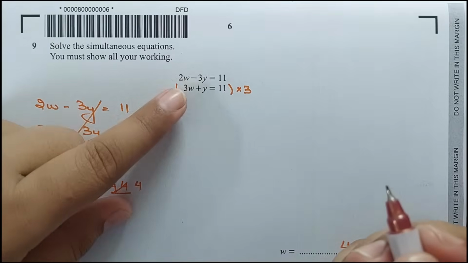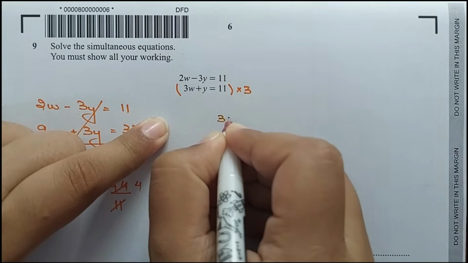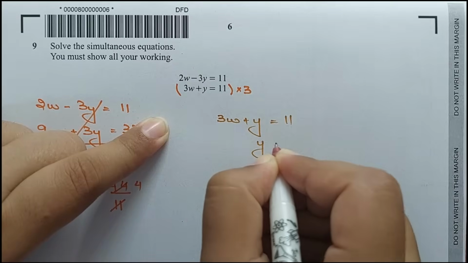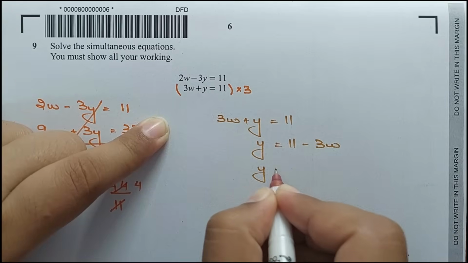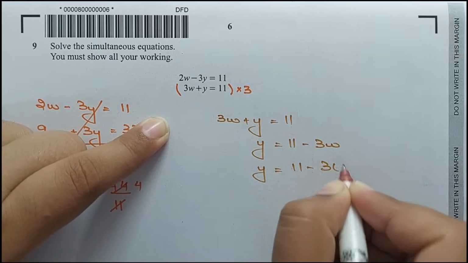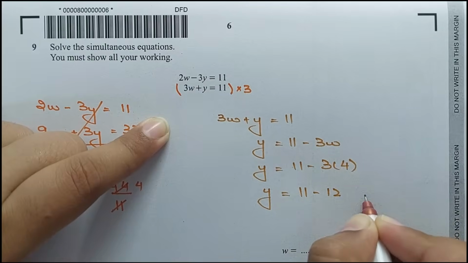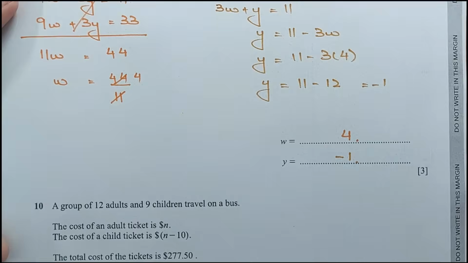Okay, now substitute the W value into your first or second equation to solve for Y. So 3 times W plus Y equals to 11. So Y is 11 minus 3W. W value is 4. So Y equals to 11 minus 3 times 4. So Y equals to 11 minus 12. So it is negative 1. So we got the Y value, which is negative 1.